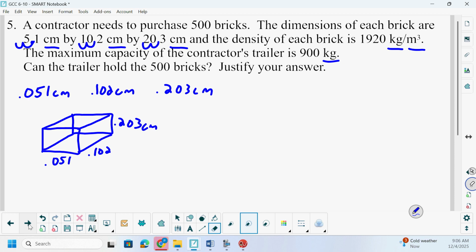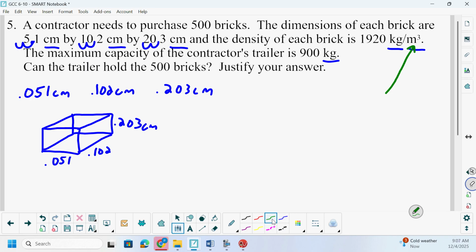So a brick is a prism, and we're going to find the volume of this brick. Nothing in the question tells us to find the volume directly. But the units tell us that we should do that process. Because we want meters cubed, we're going to need to find a volume.